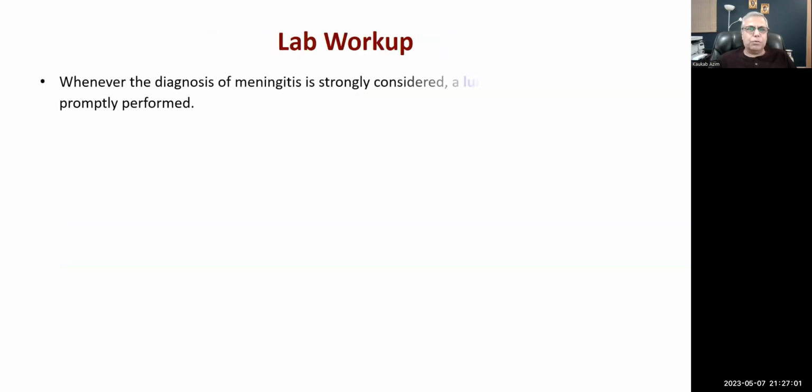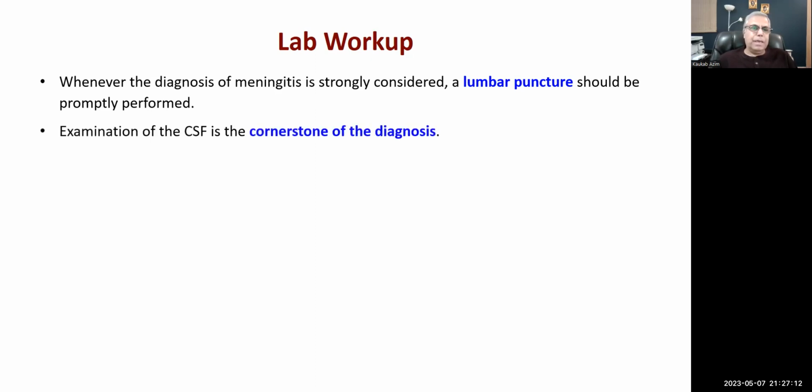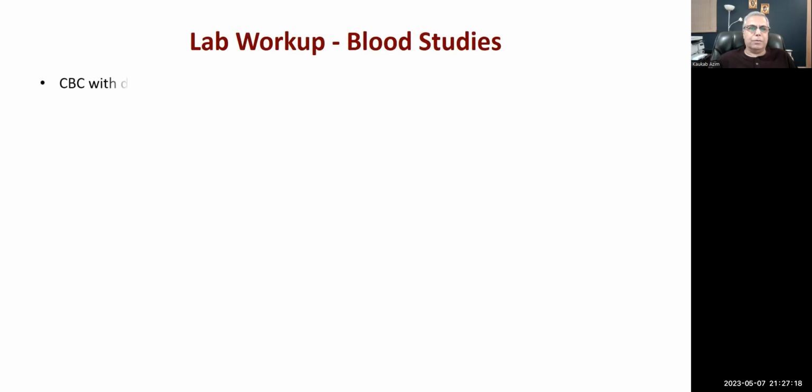So then quickly through the lab work, when the diagnosis of meningitis is strongly considered, lumbar punctures should be promptly performed. The most important test, okay? This is the one you should know, and examination of CSF is the cornerstone of diagnosis. So what do you do in the CSF? You do complete blood count with differential. You can do a metabolic panel with electrolytes, and you do glucose always.